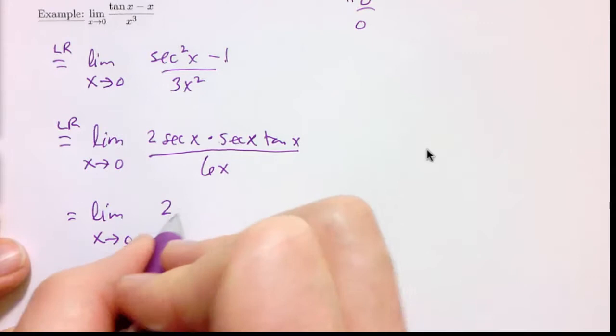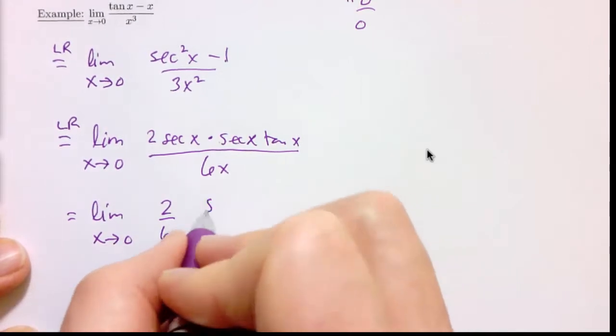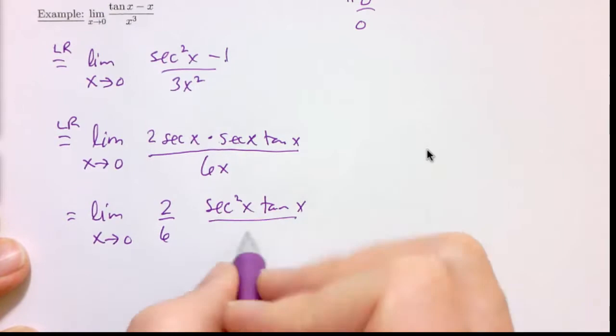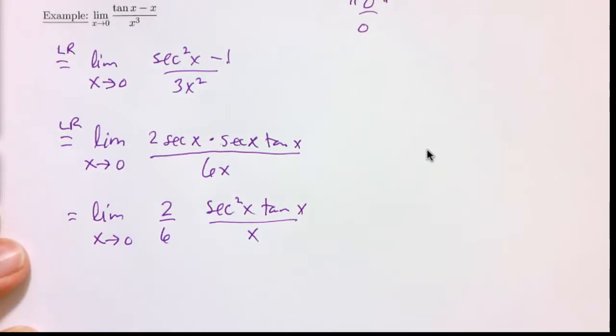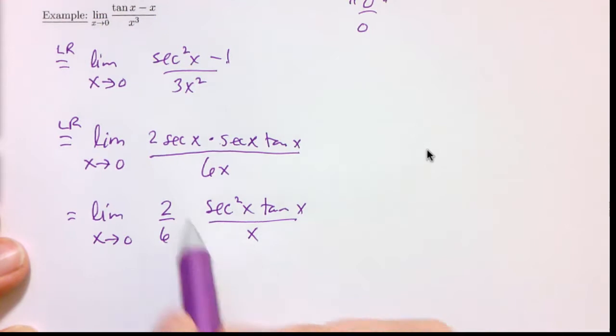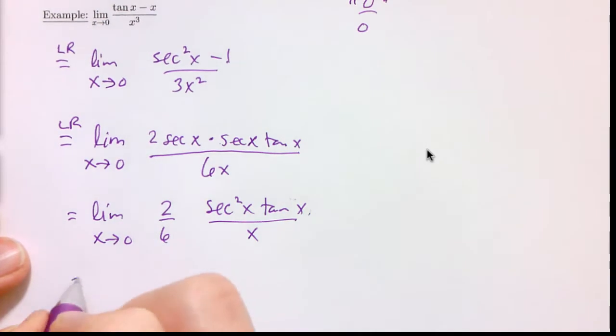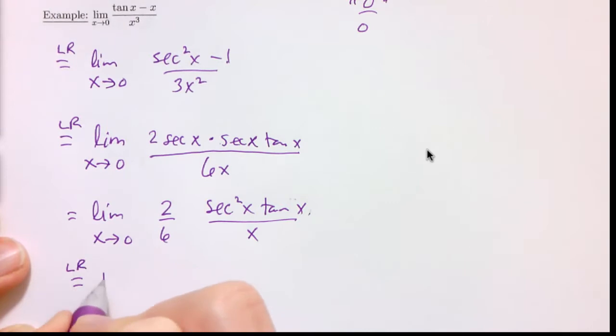So I've got 2/6 or 1/3 secant squared x tangent x over x. As x approaches 0, I've got a 0 in the denominator, and I have a 0 in the numerator. So we've got 0 over 0 again. Now you could use some of the special trig limits we had before, or you can use L'Hopital's rule yet again. So let's take the 2/6 out as 1/3.